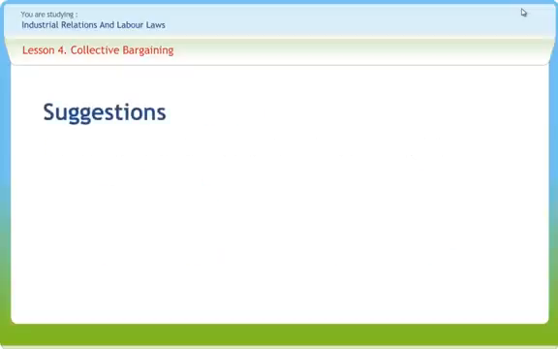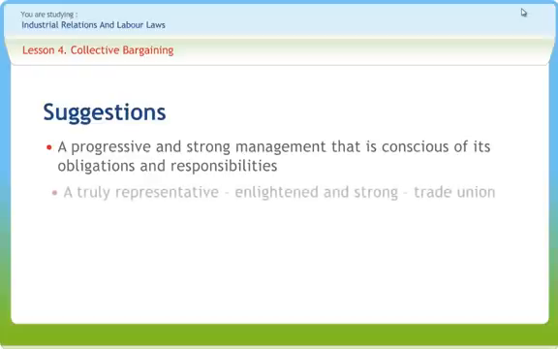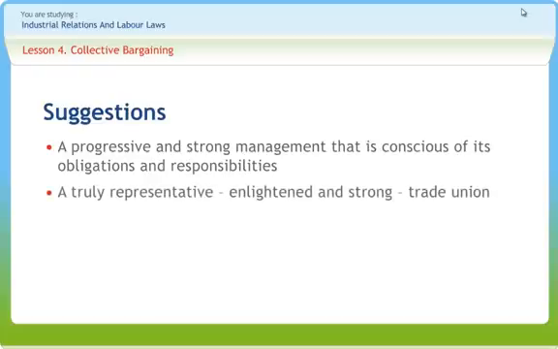Various authorities have given suggestions for better functioning of collective bargaining from time to time. The Indian Institute of Personnel Management has offered the following suggestions. A progressive and strong management that is conscious of its obligations and responsibilities to the various stakeholders. A truly representative, enlightened, and strong trade union should come into being and should function on strictly constitutional lines.